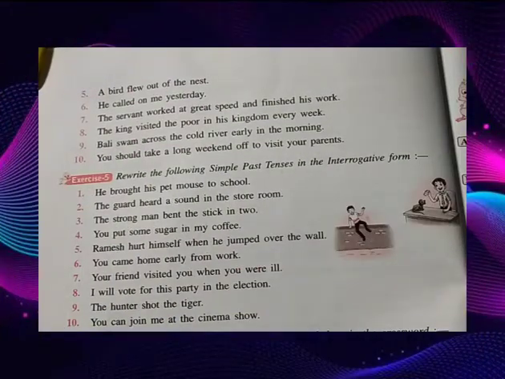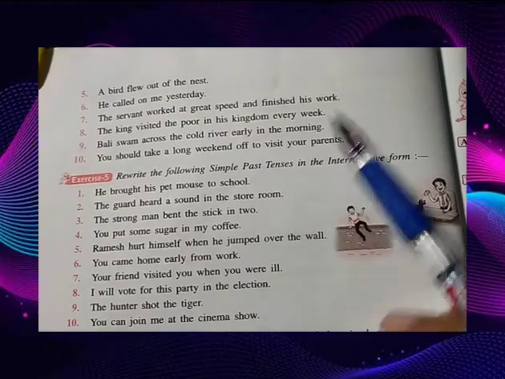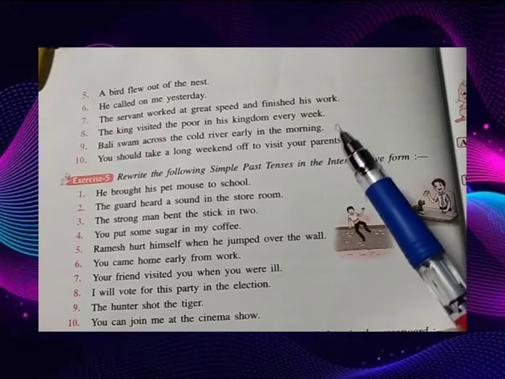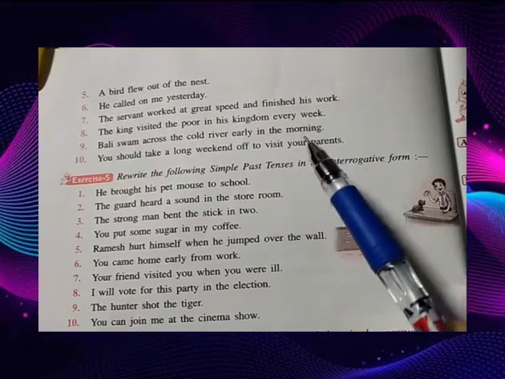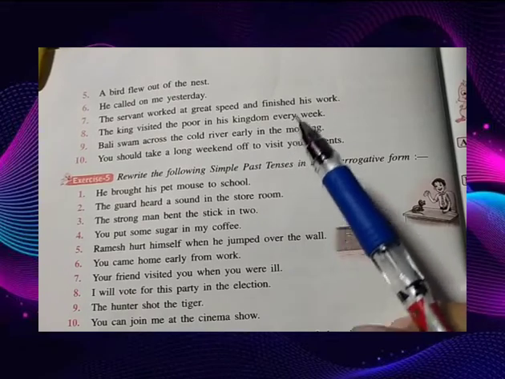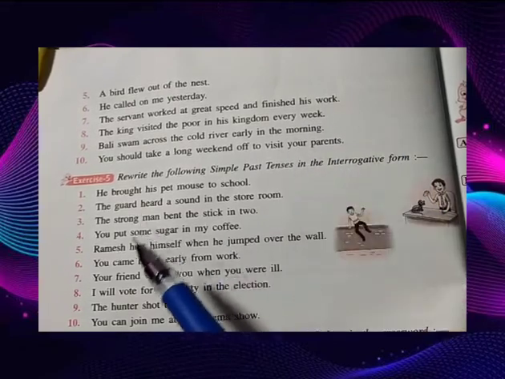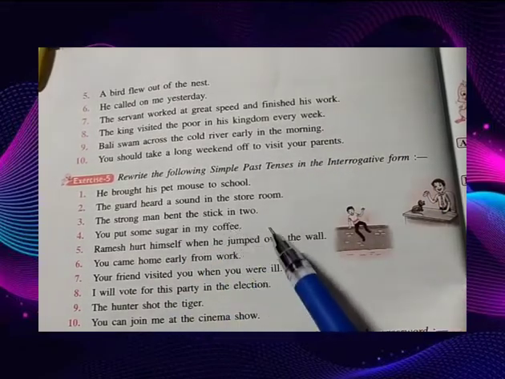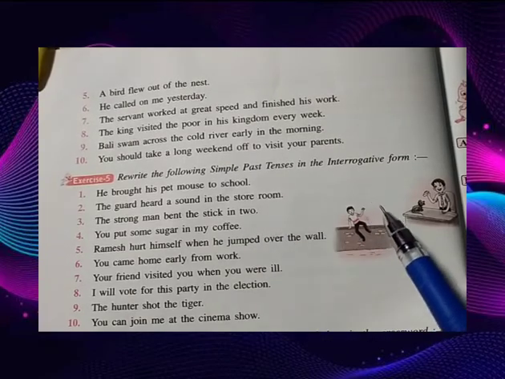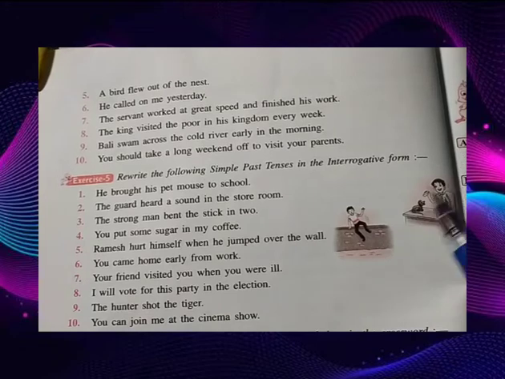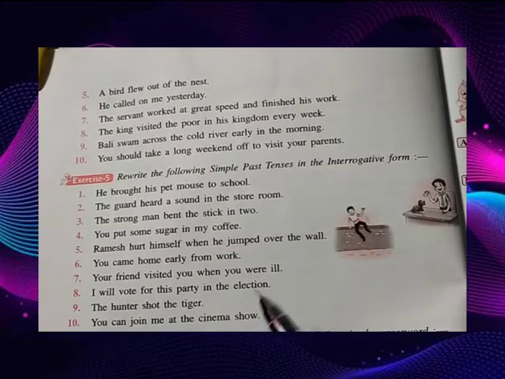As I have explained, question number 1 to 4, with the same pattern you have to change these sentences also into the negative form. So when I give you the answers, you can try yourself and then check your answers. Now exercise number 5, I am going to explain. Rewrite the following simple past tenses into interrogative form. So these are the sentences which we have to change into interrogative form.